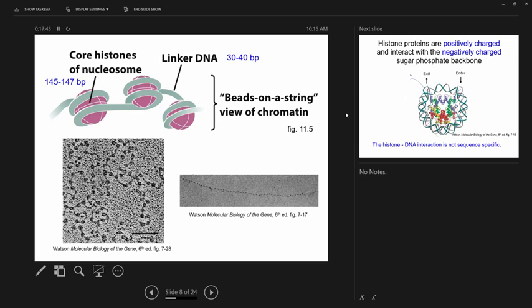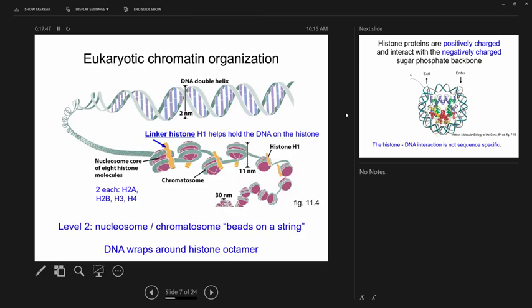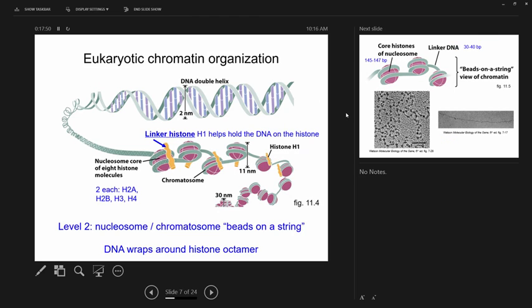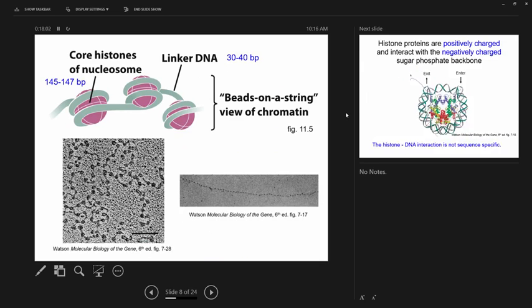So now we're going from a 2 nanometer fiber, which is the naked DNA, to what I refer to as the 10 nanometer fiber. The book says 11, everybody else says 10. So if you put 11, I'm not going to take off for it, but the 10 nanometer fiber is what everybody else says. So this is sometimes referred to as beads on a string.